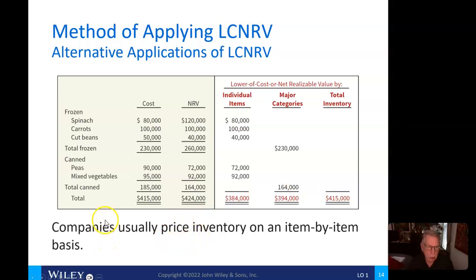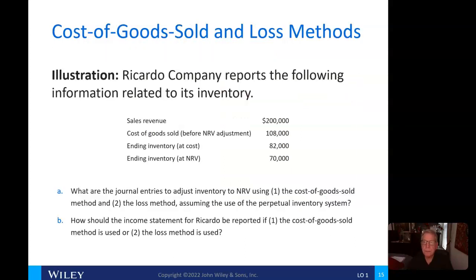Normally, certainly in my experience, item by item is how we would do the lower of cost or net realizable value. Okay, let's look at the following for Ricardo Company. They report sales revenue, cost of goods sold, ending inventory at cost, and ending inventory at net realizable value.